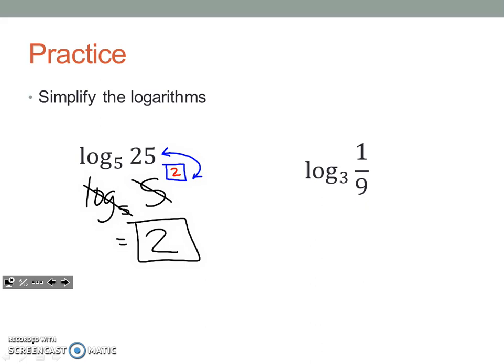Okay, next one. I have a log base 3 of 1 over 9. Now this looks a little bit different. However, our strategy for this is still the exact same. I've got a log base 3 of 1/9. I need to make this a log base 3 of 3 to some power. So the rule doesn't change. These two bases still have to match. So how do I get from 1/9 to 3 to some power?